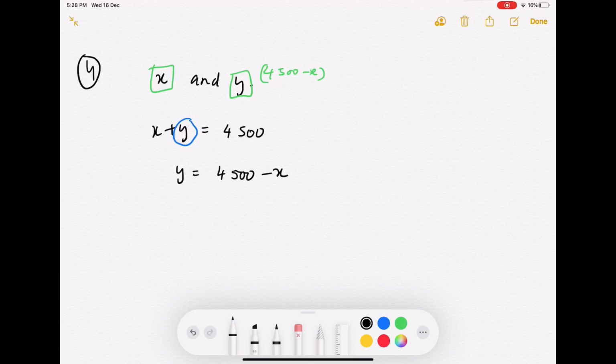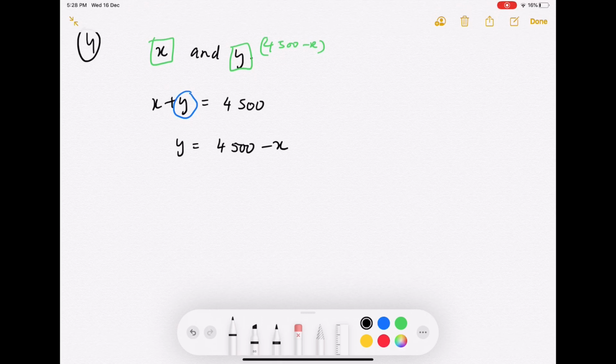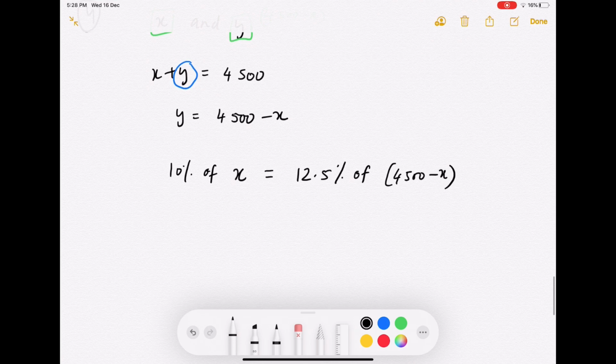So let's say one number can be larger than the other. We don't know which one is which. So you have two ways of writing this. You can either assume that 10% of one number, which is x, is equal to 12.5% of the other number, which is 4500 minus x. Or you can think of it in the other way also. If you think that 10% of 4500 minus x is equal to 12.5% of x.